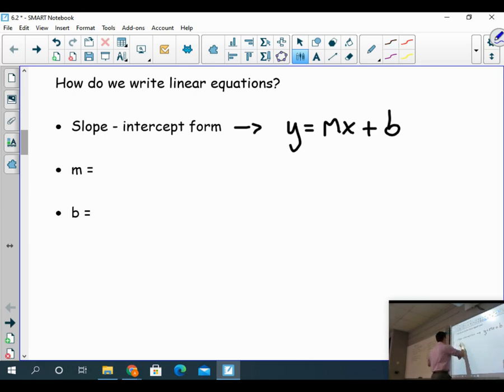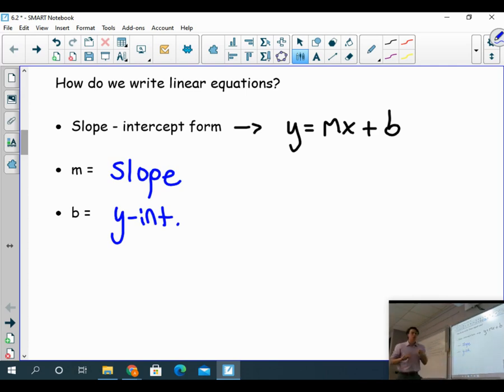So the general form, y equals mx plus b. m is going to be your slope, and b is going to be your y-intercept. And again, I'm not going to spend a ton of time talking about slope here. Slope we addressed in 6.1, so if you want to go back and watch that video, go for it. We will address what the y-intercept, though, is.